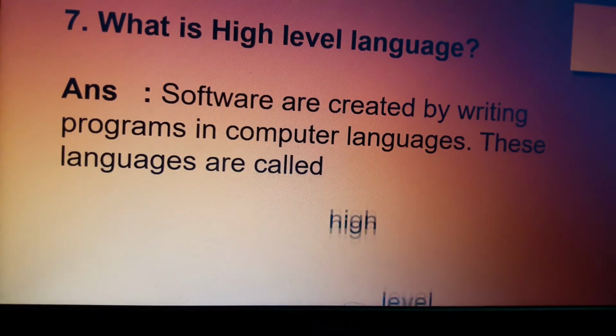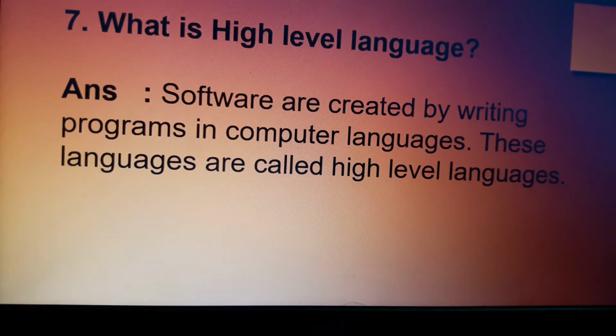Software is created by writing programs in computer language. These languages are called high level language. So different software is created with different computer languages, and this computer language is known as high level language. A few examples of high level language are C, next C++. C and C++ are different programming languages. Next, Java. Java is also a programming language. When you go to higher classes, in class 9 and 10, you will learn Java.